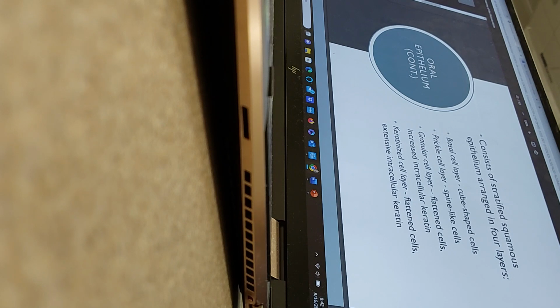So oral epithelium, where is that located? Yes, facing into the oral cavity, okay? So it's what you see when you smile, right? That's your oral epithelium. It has basal cell layer cells, prickle cell layer, granular cell layer, keratinized cell layer.